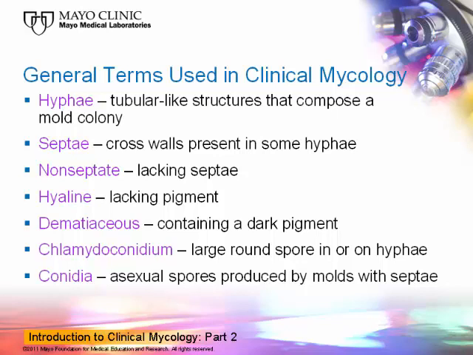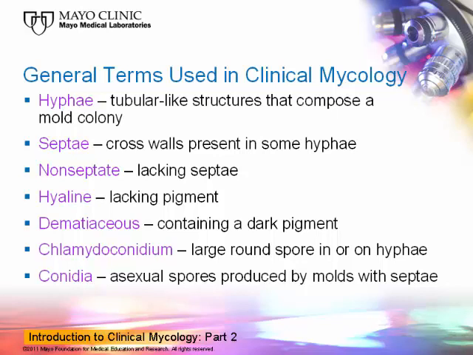We know that in some cases the hyphae are divided up into compartments by cross walls, which we call septate. And this allows the organism to survive. If these pieces break apart, each one of those can become a separate organism. There are hyphae that lack septations, and we call these non-septate hyphae.